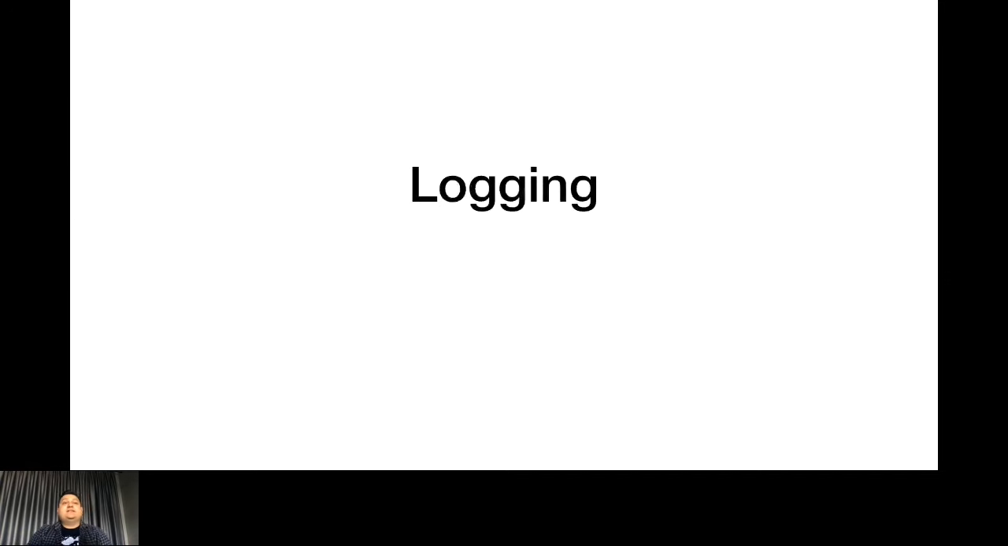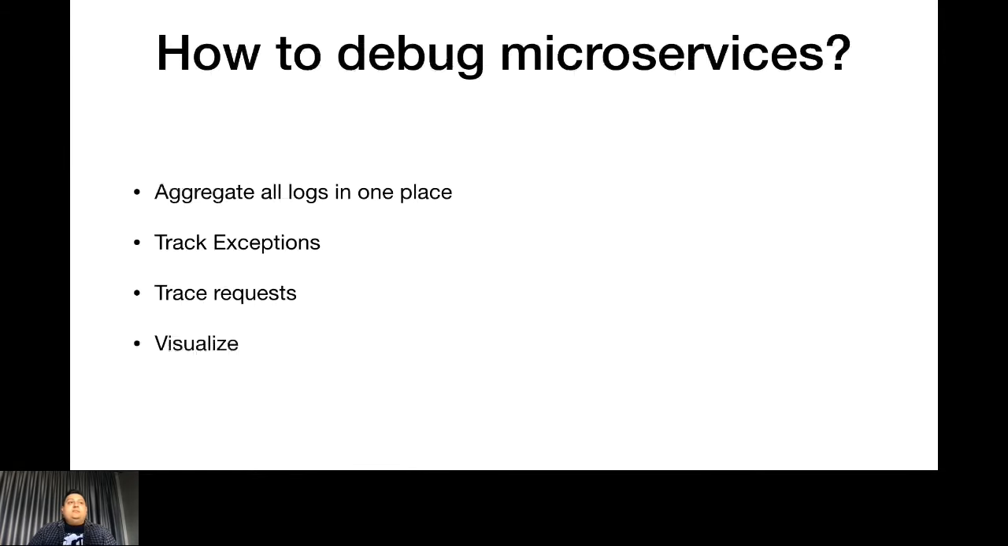Okay, so next topic is logging, or maybe more accurately tracing, when it comes to distributed systems. So the question is how to debug microservices. In order to debug microservices, you should probably aggregate all logs in a single place. Of course, there are many tools to allow you for such a use case. You should also track exceptions which happen in your application. And the most important, you should trace the request, because logging alone would probably not be enough.